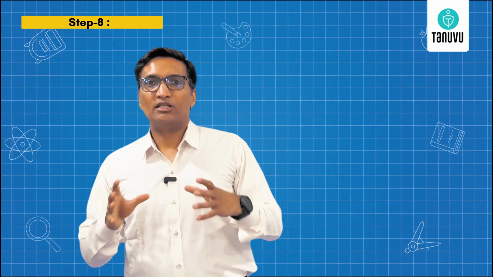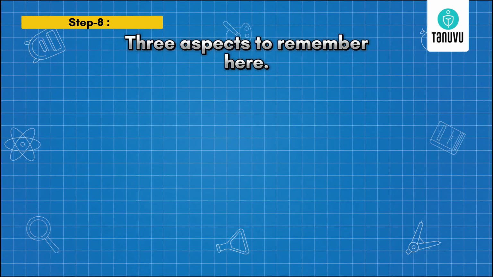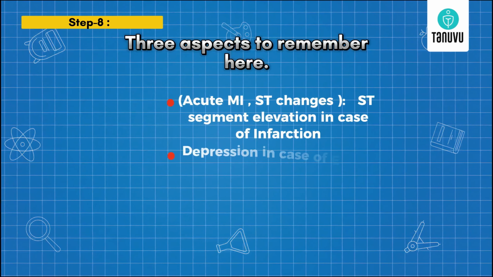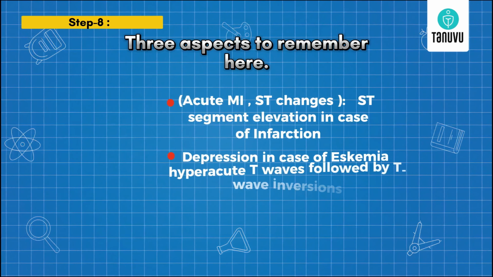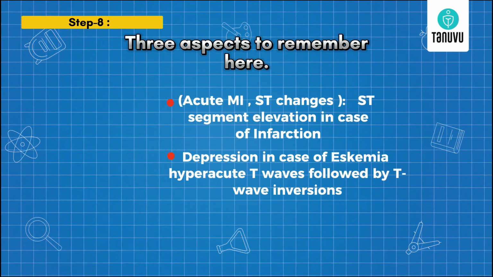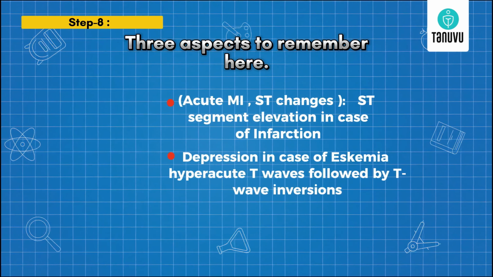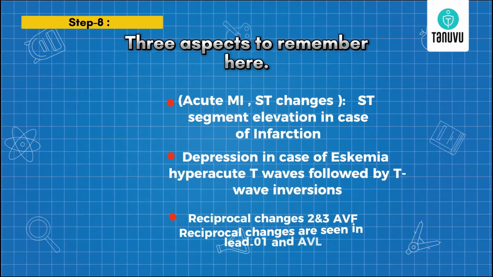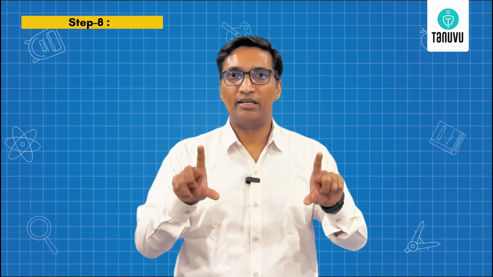So the take home message of this is: acute MI shows ST-T changes, ST segment elevation in case of infarction, depression in case of ischemia, hyperacute T waves followed by T wave inversions which reflect the ischemic changes with respect to the T wave. The reciprocal changes for lead 2, 3 and AVF are seen in lead 1 and AVL. The anterior wall MI reciprocal changes are not commonly read in the standard ECG, but if you want to pick them up, you can use the V7, V8 leads. So that concludes myocardial infarction.